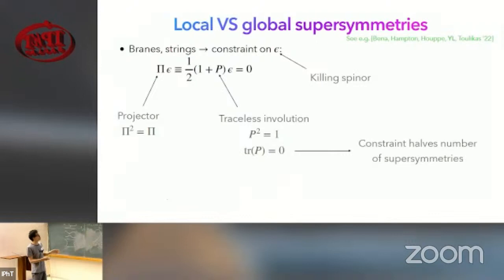So the way we say it is that there exists a projector, which can be written in the following way, 1 plus P, where P is a traceless involution, acting on the Killing spinor equals 0. The traceless involution, well, it's an involution. It means that P squared equals 1, so the eigenvalues are either plus 1 or minus 1. And it's traceless, it means that there are as many plus eigenvalues as minus eigenvalues. So it means that this constraint divides the number of supersymmetries by 2.